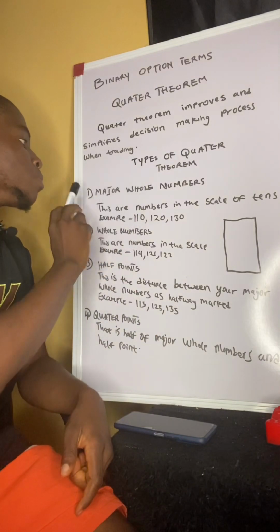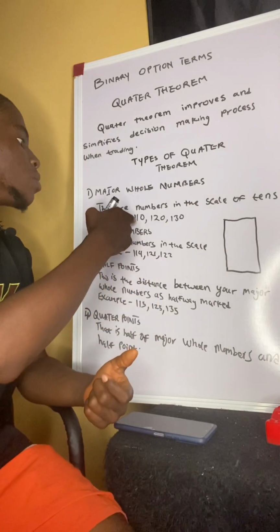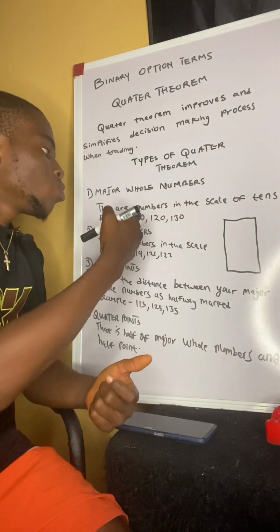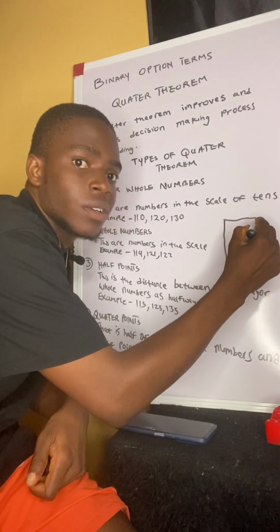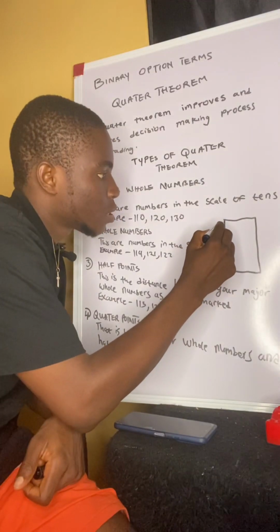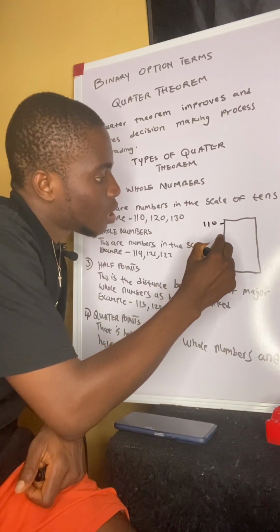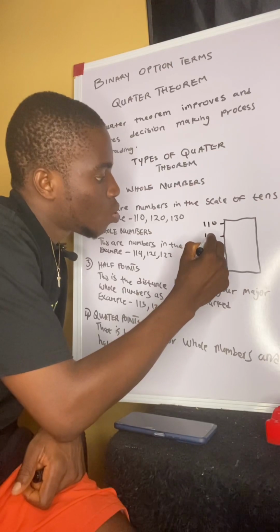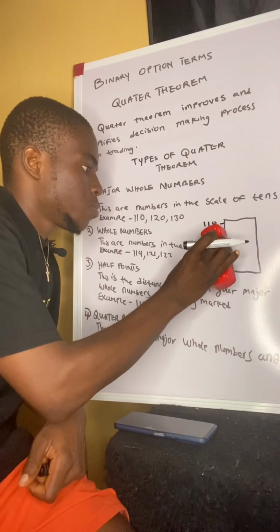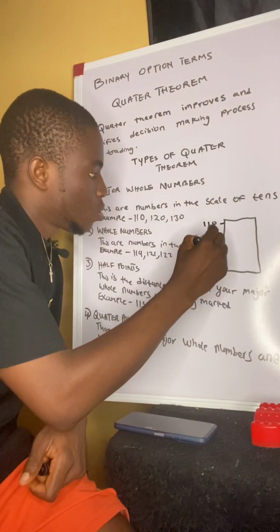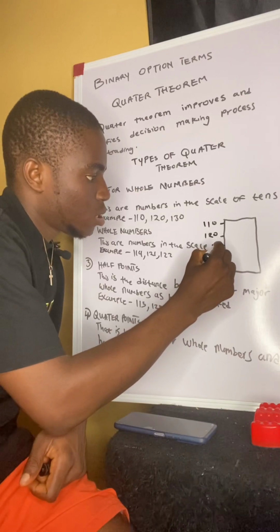First of all, they said the major whole number, this is the number in scale of 10. For example, let's use this one as 110, 120. Let's make here 110. Now let's make here 110. Let's make here 120. Let's make here 130.